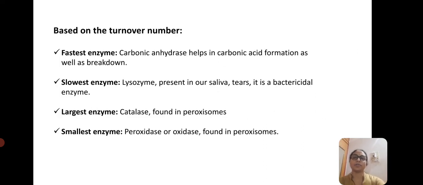Let us see some other important facts. The fastest enzyme, as we saw, is carbonic anhydrase, which helps in carbonic acid formation and also breakdown. The slowest enzyme is lysozyme, which is present in our saliva and also in our tears. It is basically a bactericidal enzyme which is very slow, because the number of substrate molecules acting upon this enzyme per minute is very, very less. Then which is the largest enzyme? The largest enzyme is catalase, which is present in peroxisomes. Peroxidase, also called oxidase, is also present in the organelle peroxisomes.